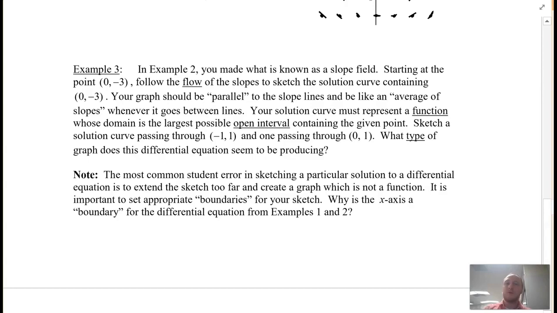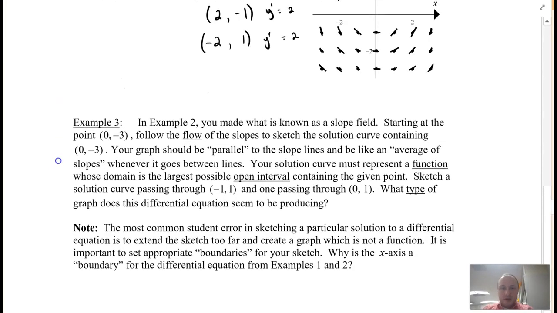It says in example 2, you made what is known as a slope field. Starting at the point (0, -3), follow the flow of the slopes to sketch the solution curve containing (0, -3). Your graph should be parallel to the slope lines and be like an average of the slopes whenever it goes between lines. Your solution curve must represent a function whose domain is the largest possible open interval containing the given point. So I'm going to sketch a solution curve, one particular curve containing this point (0, -3).